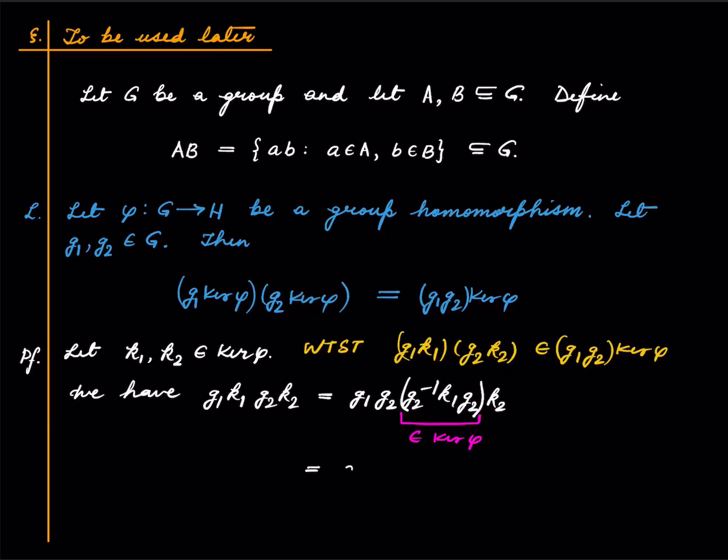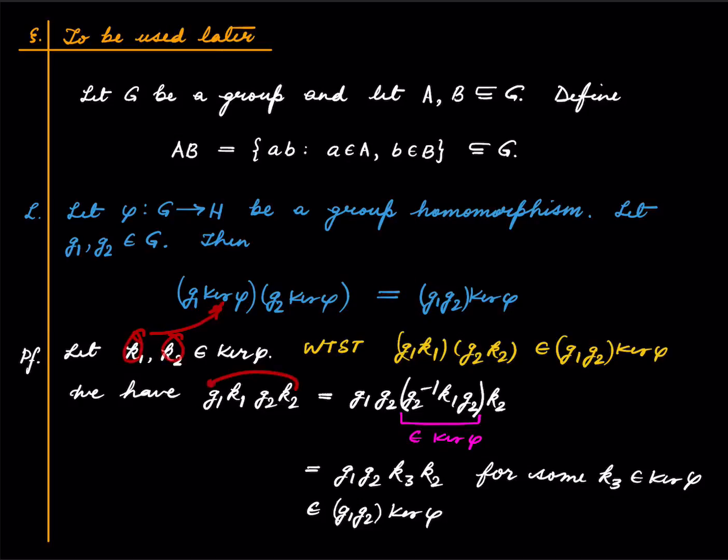Therefore, this is equal to g1, g2, k3, k2 for some k3 in the kernel, which is an element of g1, g2 kernel phi. So what we have shown so far is this containment. Why? Because we picked some arbitrary elements in the kernel and considered this. So basically, it is as good as picking an arbitrary element from this and an arbitrary element from that, and we took the product and showed that it actually lies there. Therefore, this containment holds.